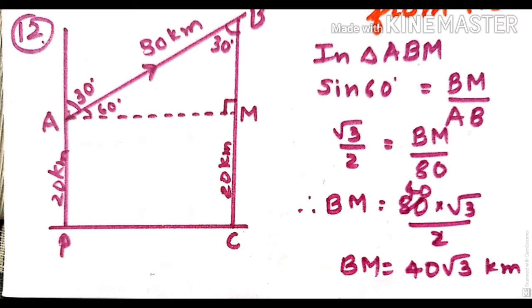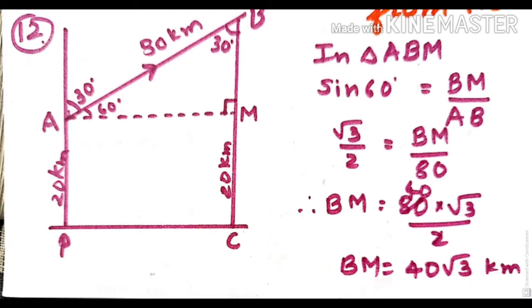Question number 12 is: in the figure, a rocket is fired vertically upwards from its launching pad P. So here you see your launching pad is P. It first rises 20 km vertically up. So here you can see from P to A it is rising vertically, that is 20 kilometers, and then travels 80 km at 30 degrees to the vertical. So you can see now that from point A it is traveling 80 km, and there it makes a 30 degree angle.